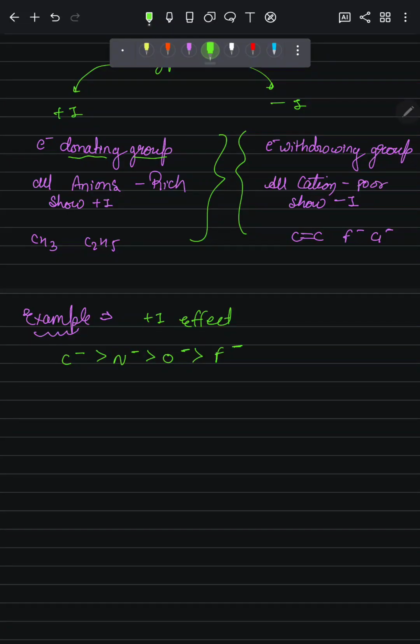Why this happens is because in the more electronegative group, just like fluorine, the negative charge is stable, and the negative charge on carbon is unstable. So the donation of electrons from carbon is easy, and the donation of electrons from fluorine is difficult.